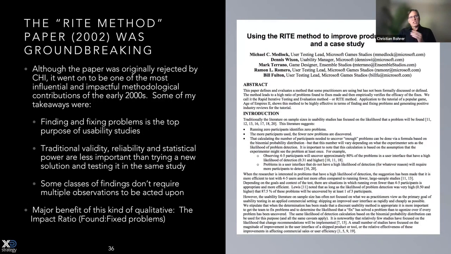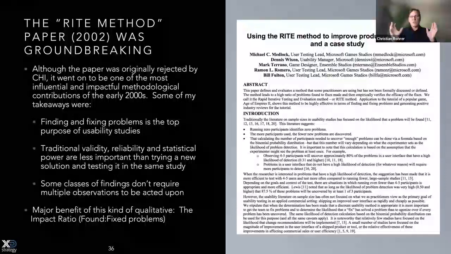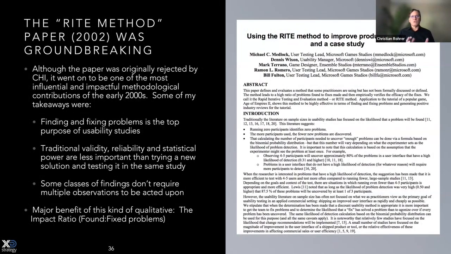And so essentially, it's not really about this traditional statistical power and the kinds of information that you get from that, but more around is the finding in a class of findings that you can then find a new solution for and then retest right away? That was what the whole RITE method did. And they came up with this really cool little metric that said, what's the impact ratio of the study, which is the ratio between found and fixed problems. The more fixed problems you had, the better the impact ratio was. So it's a really important paper and still is to this day.